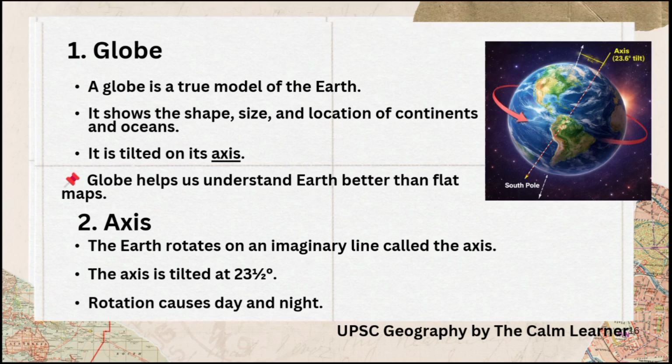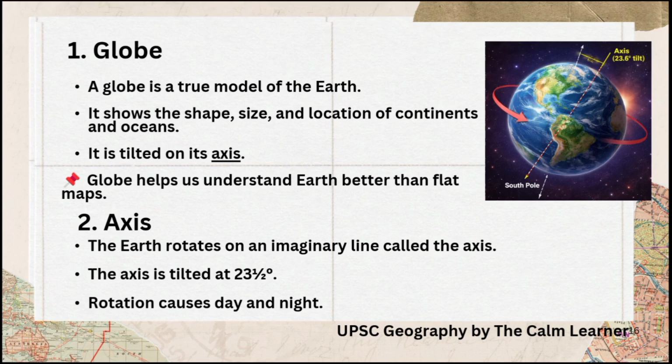Now, the axis is not straight, it is slightly tilted. The Earth's axis is tilted at an angle of 23.5 degrees. Now, this tilt is very important because, because of this tilt of the axis, different parts of the Earth receive different amounts of sunlight. Now, this leads to changes in day and night length and also causes the change of seasons.